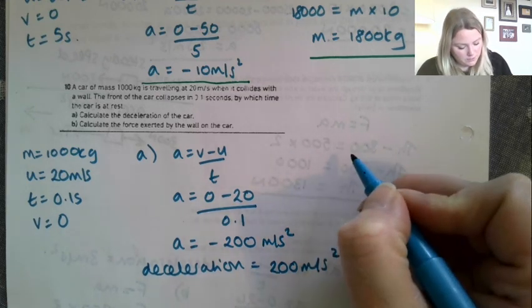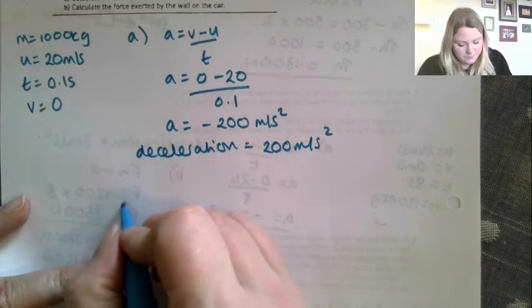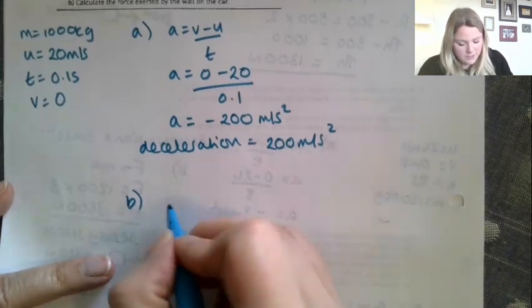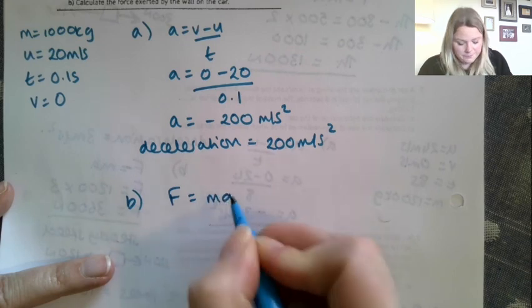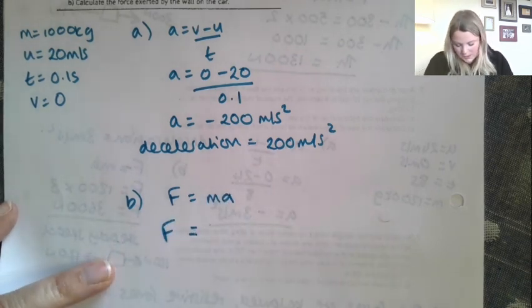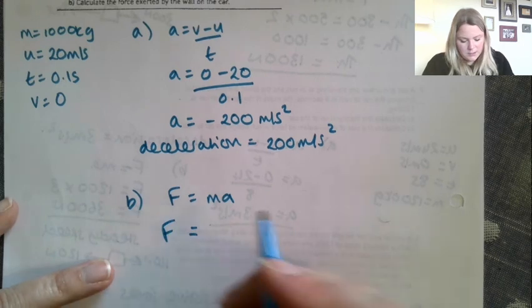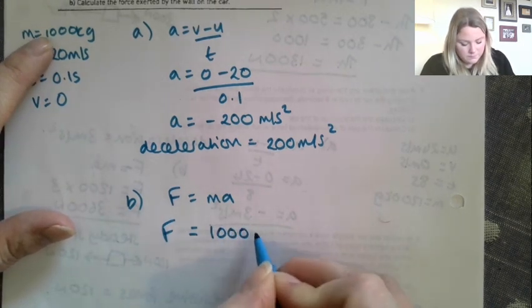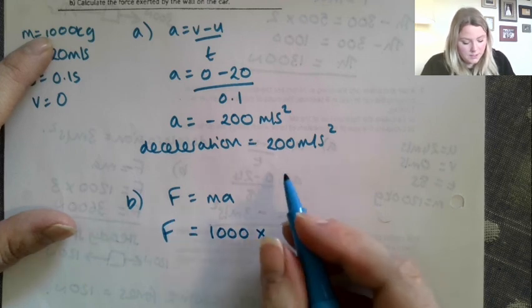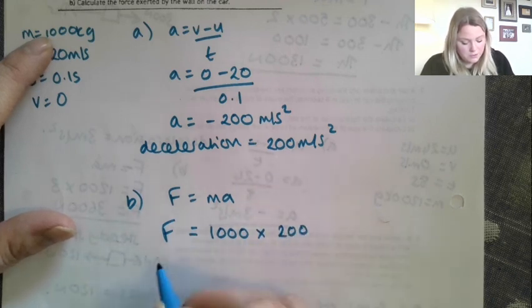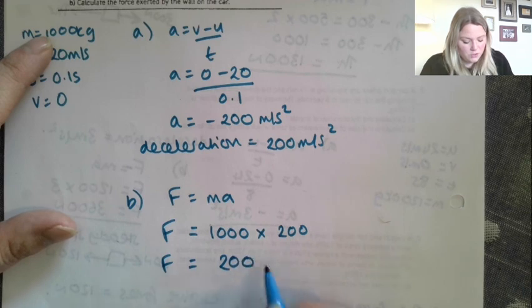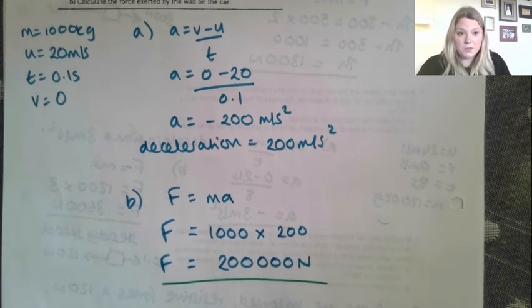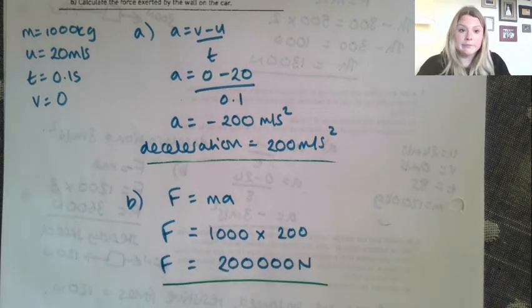So for part B, calculate the force exerted by the wall on the car. For that, we're going to use F equals ma. Force is what we're trying to get. The mass is 1,000, and the deceleration is 200. So we get 200,000 newtons. So that's why it hurts so much if you crash your car into a wall.